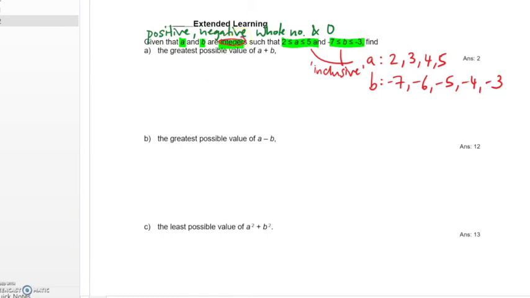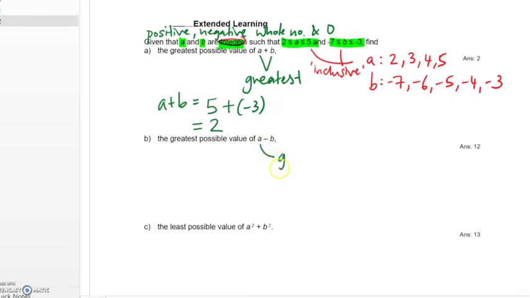Okay, so now the greatest possible value of A plus B. How do we arrive at this answer? If I want to find the greatest possible value of A plus B, then I need to have the greatest possible value of A and of B, because I want to add them both up, so both of them have to be the greatest. That means I'm going to choose A to be 5 and B to be -3. Just work this out as per normal. 5 plus -3, you get 2. That's your answer.